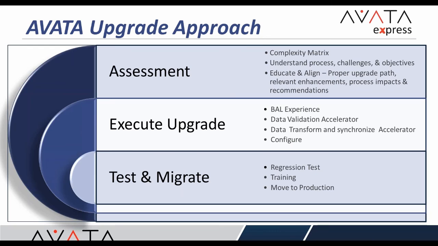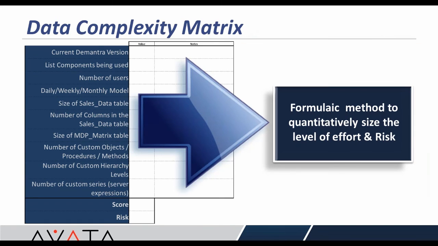Then we do the enhancement configurations. From there, you go into the regression test and training. Now, depending on the process impacts, the level of enhancements that you're introducing will determine the level of effort on the training. And again, as part of our Express program, we have a lot of this training already built and canned, and then we move it into production.